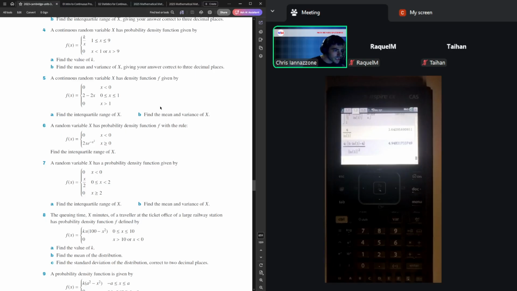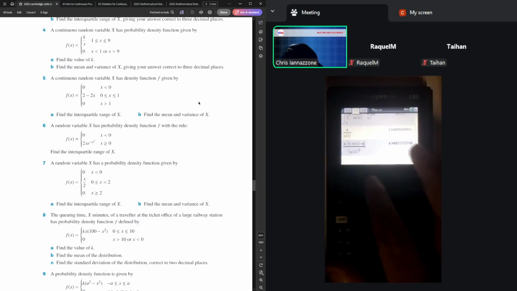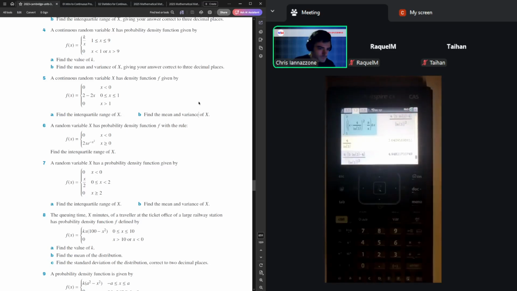Interquartile range, you're finding the 25th and 75th percentiles, mean, x times f of x, variance, x take mean all squared. I did square it, yeah? I did, yeah, cool. X take mean all squared, and then times the function.